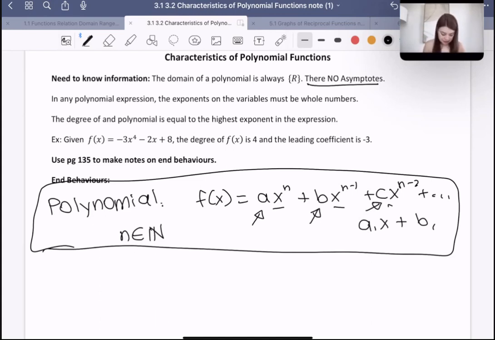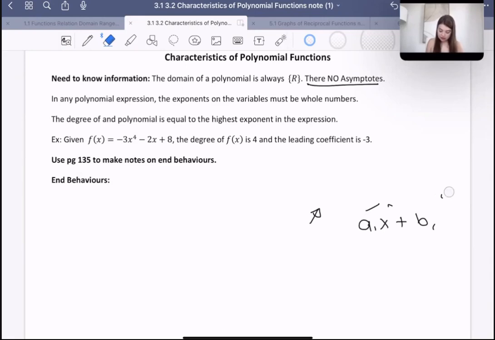And the last thing gives us an example of that. It says, given f of x equals -3x to the power of 4 minus 2x plus 8, the degree of f of x is 4, and the leading coefficient is -3. So here's our leading coefficient, because that's the coefficient that goes with the highest degree part of the polynomial. The degree of the polynomial is 4, because the highest exponent is 4, and the leading coefficient is the coefficient attached to the highest exponent, which is 4. Awesome, very good.